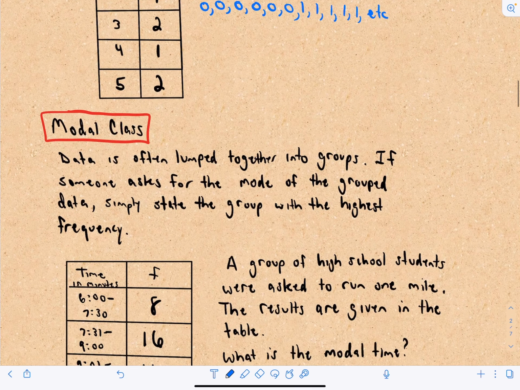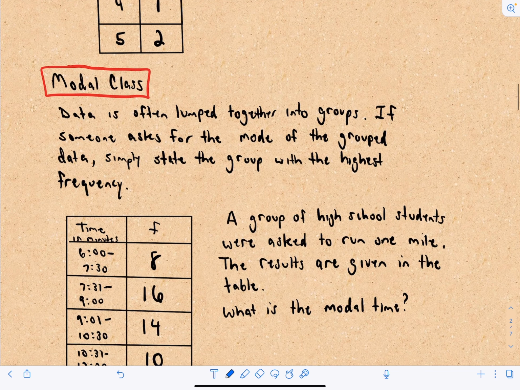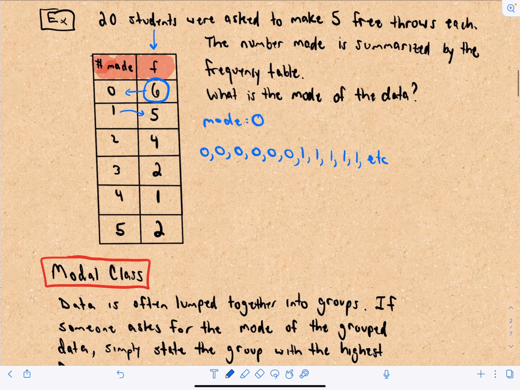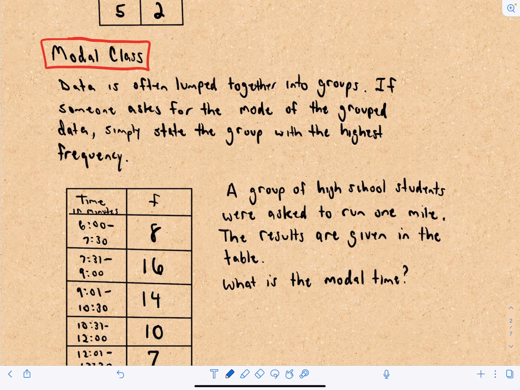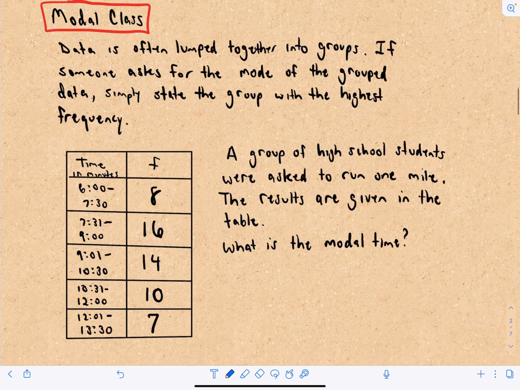So modal class, same idea. Data is often lumped together. Here we're looking at individual students with basketball shots, but it's certainly possible to have data lumped together. So if someone asks for the mode of the group data, just state the group with the highest frequency. The same thing as the last one.